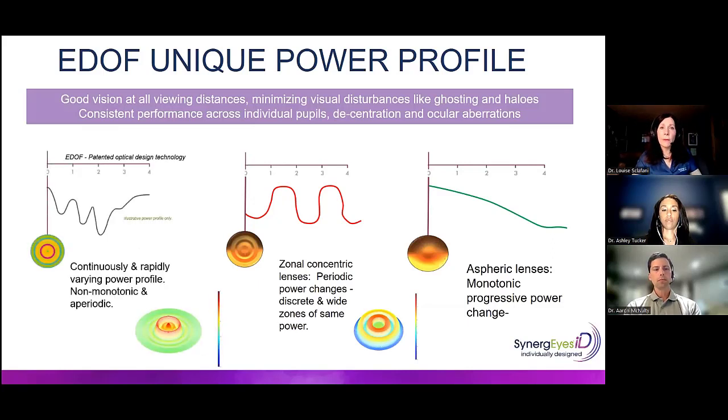The extended depth of focus is a very unique design. This comes to us through a licensing agreement with the Brian Holden Vision Institute. Unlike aspheric designs where the power goes in one direction, our power profile changes direction. It starts in the center being a distance lens, then the next zone might be the intermediate, and then it might go back to a further away distance, and then an up close distance.